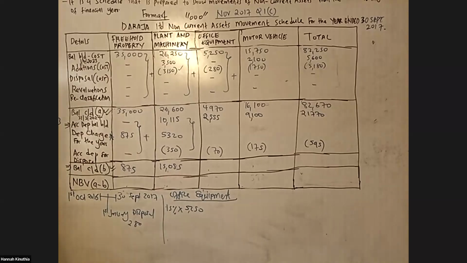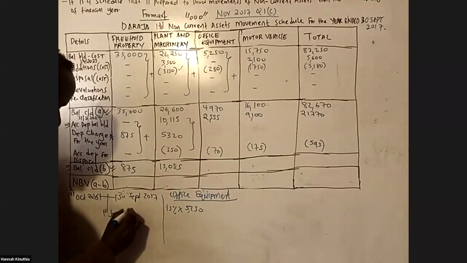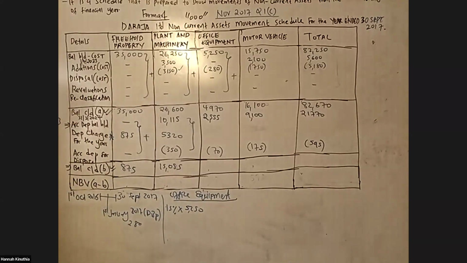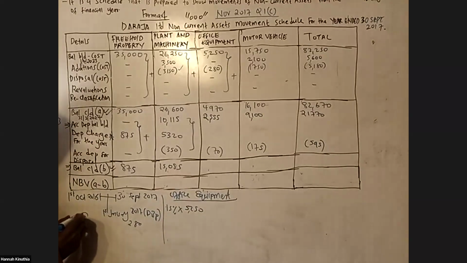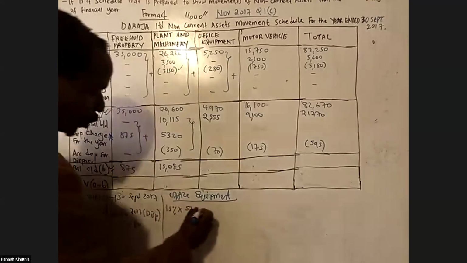From 1st October back to 1st January. How many periods, from 1st October back to 1st January 2017? 3 months. So it was used for how many months? 3 months only, right? Yes. So first we remove that 280 here.